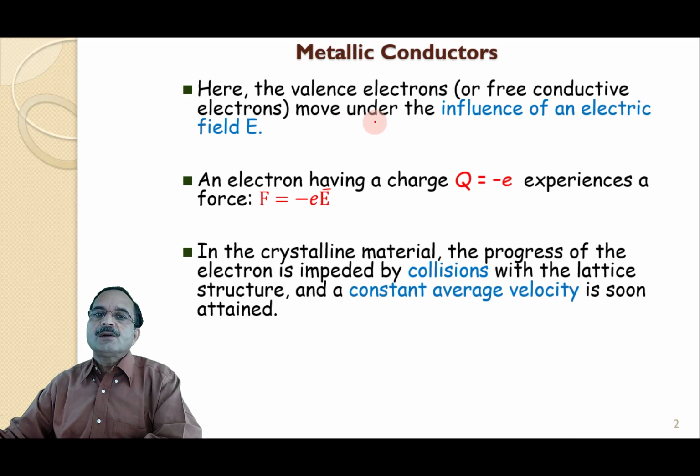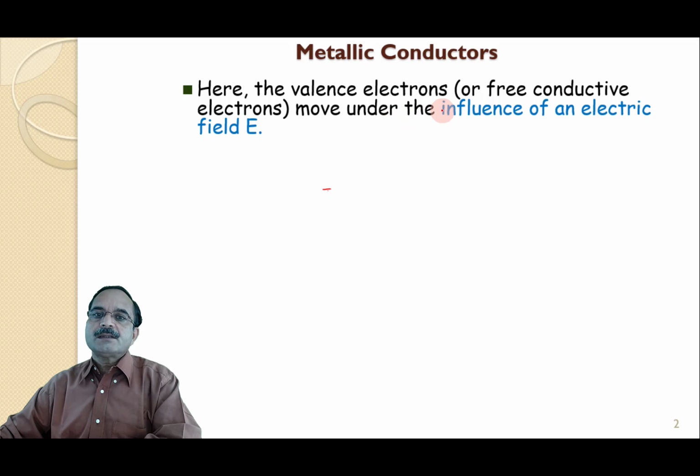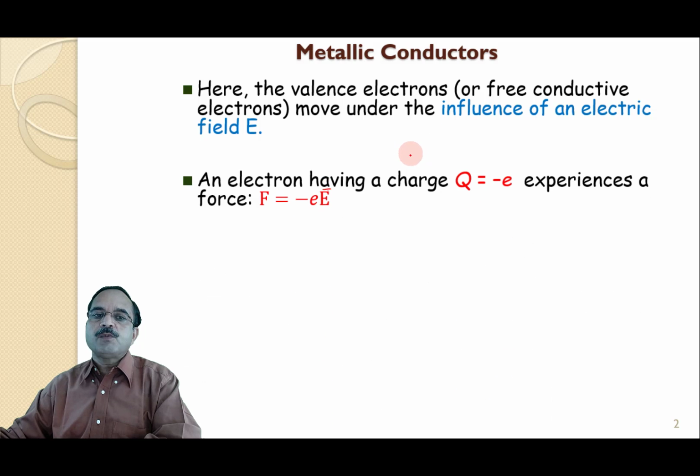The valence electrons in the outermost orbit of the conductors are responsible for conductivity. When some electric field is applied, some force is exerted on these electrons, and that force F is given as F equal to minus e into E, where minus e is the charge on the electron, and E is the applied electric field.